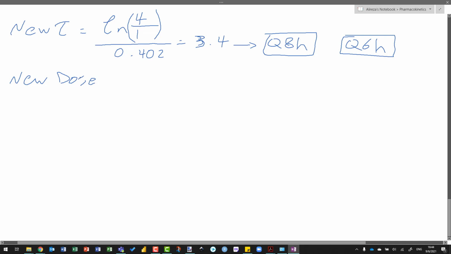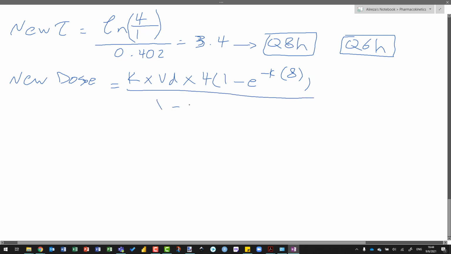So a new dose would be, we use the new K times the new volume of distribution times the peak that we want, which is 4, times 1 minus e to the negative K. And I'm going to see if I can make tau of 8 work first. Hopefully we can make it work. And then 1 minus e to the negative K, time of infusion is 1. And what we get is about 29.8 milligram, which I'm going to round to 30 milligram.